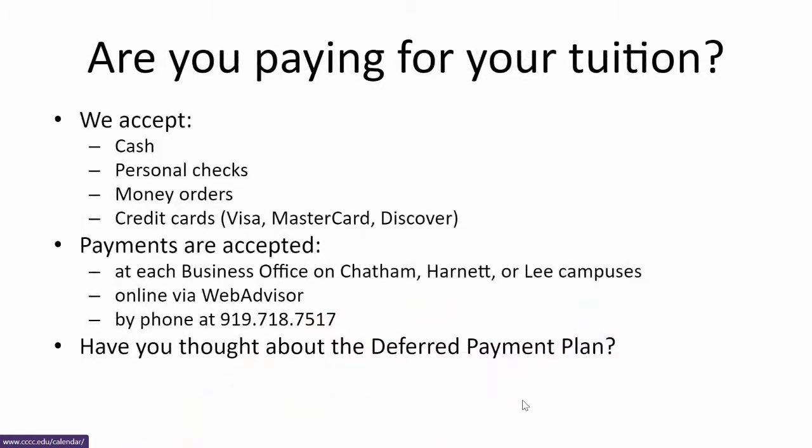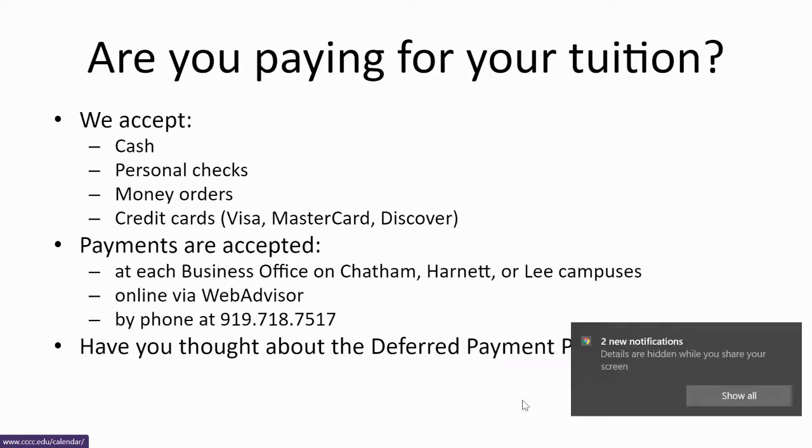All right, next let's talk about the ways of paying. We accept cash, personal check, money orders, and credit cards: Visa, Master, and Discover. You can pay in the office. You can come to the business office and pay here, or you can also pay on the web advisor.